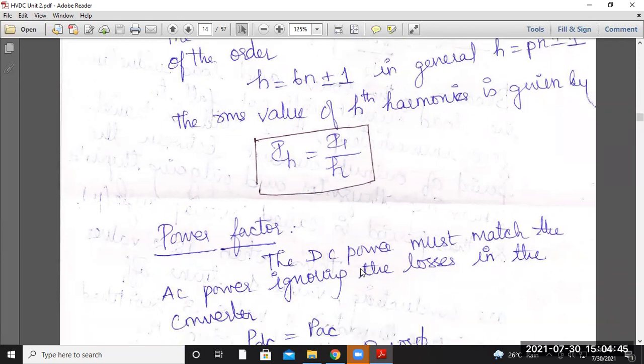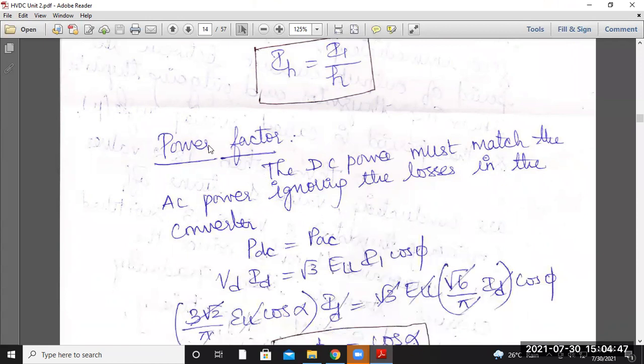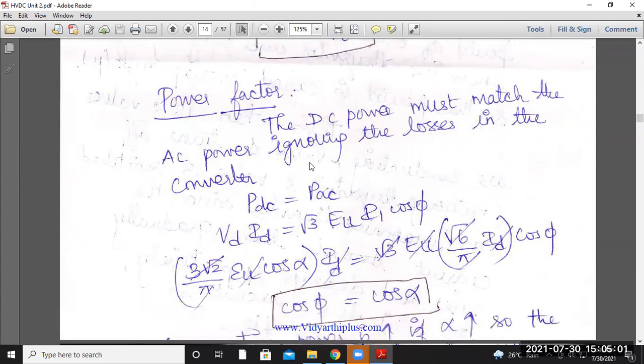So the next part is your power factor. Power factor is a basic term that you have already studied in many places, at the start of the first semester, where you studied what power factor is. But in case of your HVDC system, the power factor should be taken into consideration, because here the DC power must match the AC power, ignoring the losses in the converter. That is the ideal case.